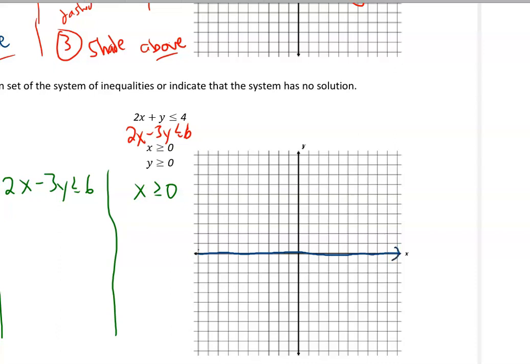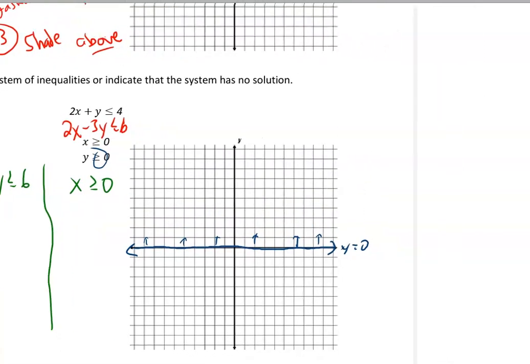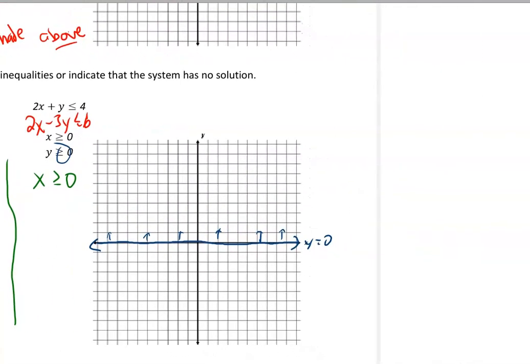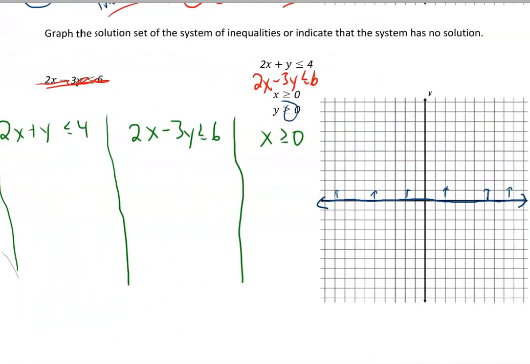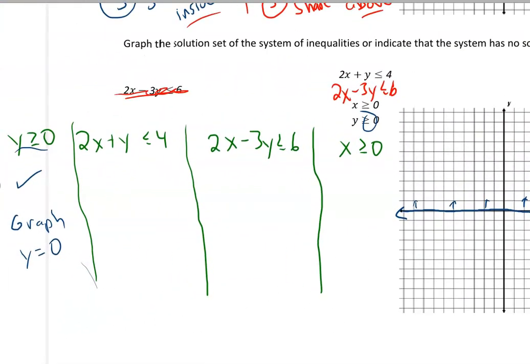All right. So this blue line here. And because it's greater than, we want to shade above. So I'll do little arrows to remind myself I want to shade above this line right here. All right. So this is y equals 0. I'll pan over just to make sure. Hopefully you can see that. All right. So that takes care of that last inequality.